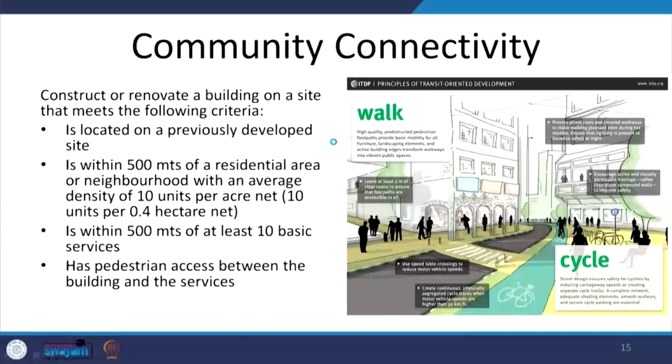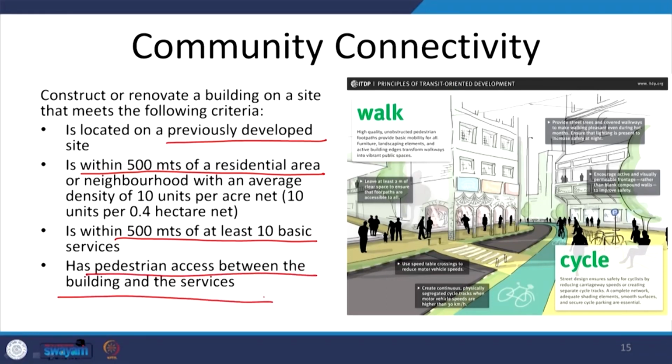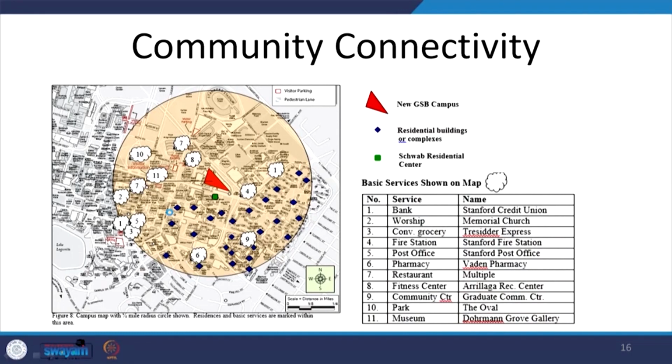So, this is the concept where either we are developing on a previously developed site, or we are developing within 500 meters of a residential area. Now, this is for commercial buildings, or we are developing within 500 meters of at least 10 basic services, and there is a pedestrian access between the building and the services. If these are present, then the site is considered to be good, a sustainable site.